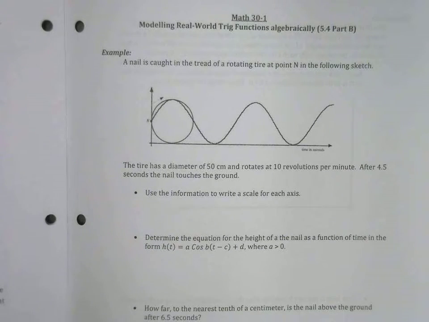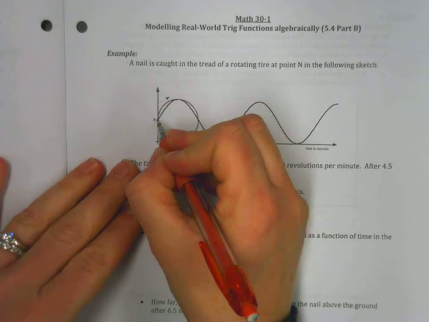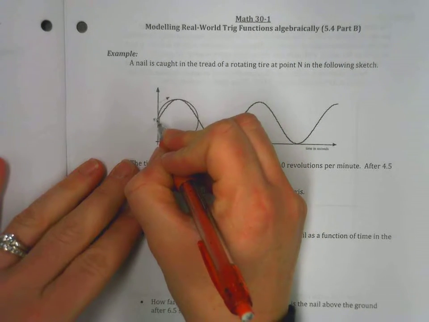First one is talking about just a rotation of a wheel. It says a nail is caught in the tread of a rotating tire at point N in the following sketch. So this graph is sketch 4 here. The tire is rotating, and as it rotates, the nail is going to take a path that goes up, hits the ground here, comes back up, and so on.